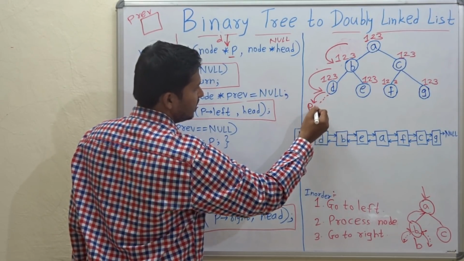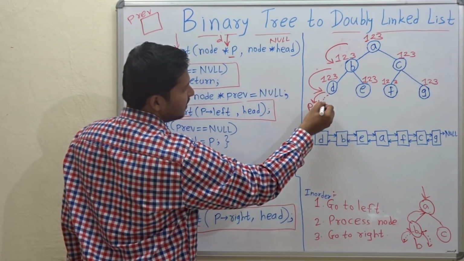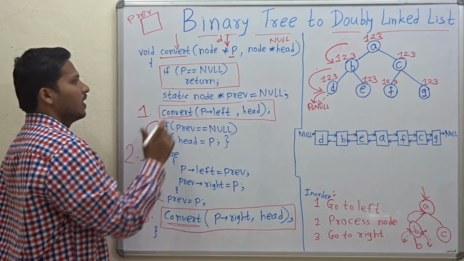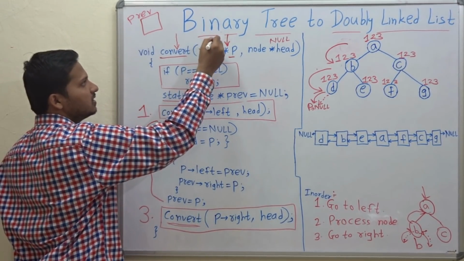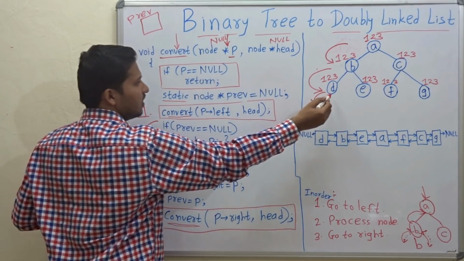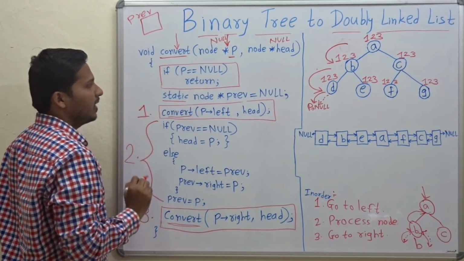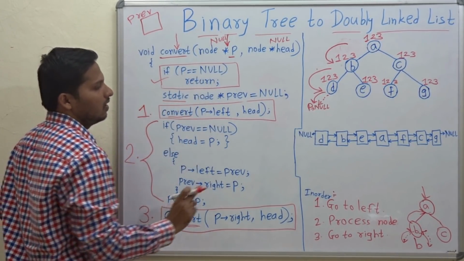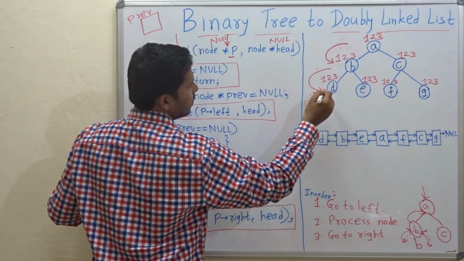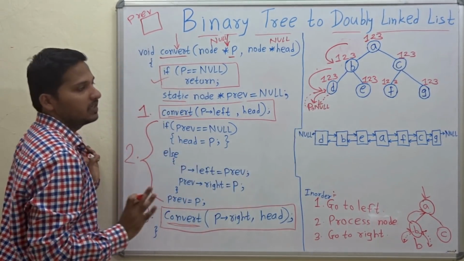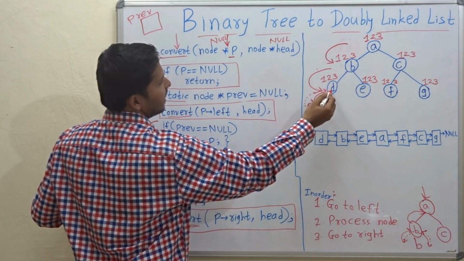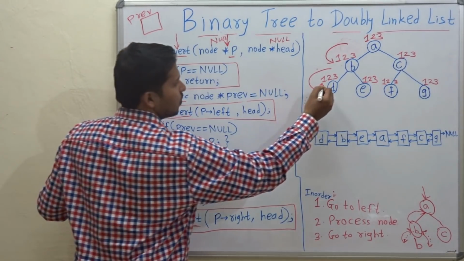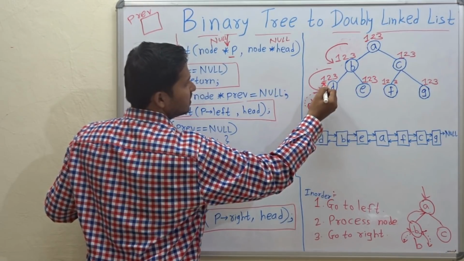The left of D is null. Nothing is there, meaning it is null. So p is pointing to null. Because the left of D is null, null is passed as a parameter. So this condition is satisfied, that is if p equal to null, so we return back to the parent. We come back to the parent D. That means the first step at node D is over.